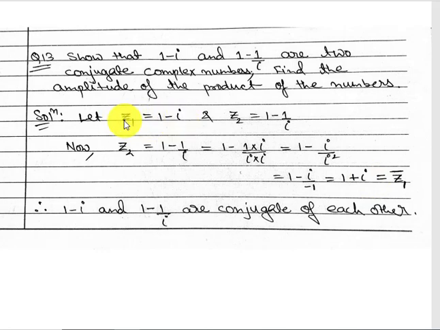If I ask you what would be the conjugate of Z1, then your answer would be 1 plus i. Yes, the conjugate of Z1 will be 1 plus i. And what I am getting over here is 1 plus i, which is nothing but Z1 bar, the conjugate of Z1. So here we have shown that Z2 is nothing but the conjugate of Z1. So the first part is done. These two are conjugates of each other.